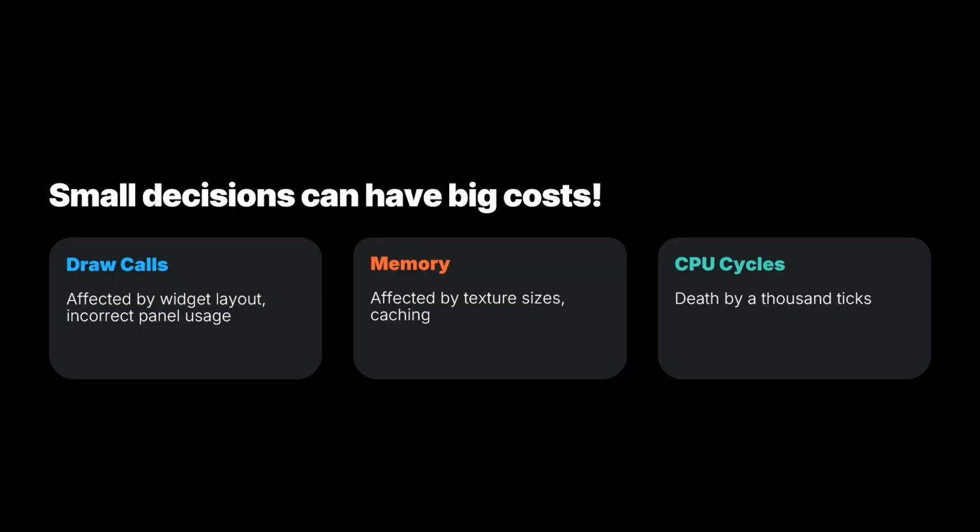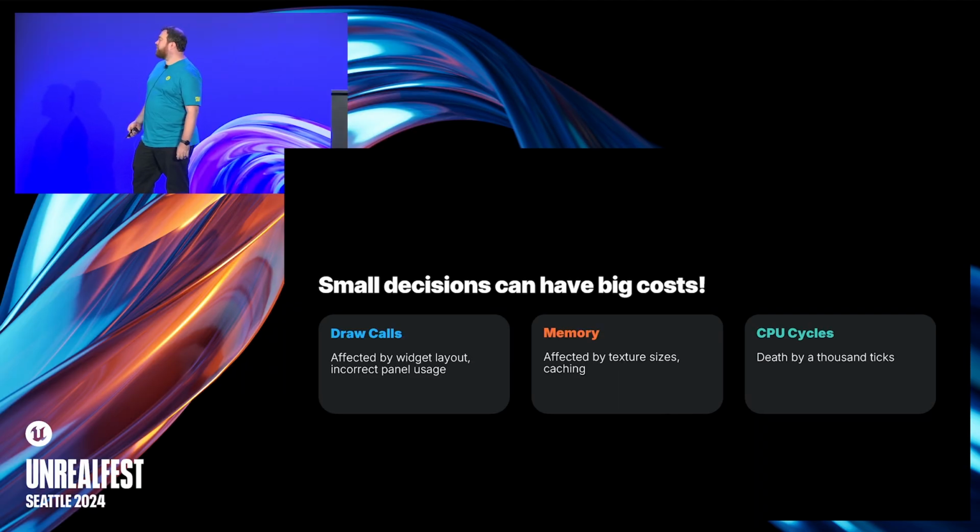And small decisions can have big costs. In terms of draw calls, widget layout can cause something to take more or fewer draw calls, even if it looks visually identical. Memory can be affected by texture sizes, or there are a lot of trade-offs where you might be caching things for performance, which makes the memory footprint bigger. And CPU cycles, we always see death by 1,000 ticks. Even empty tick nodes can cause a tiny bit of extra performance hit that can add up over time.